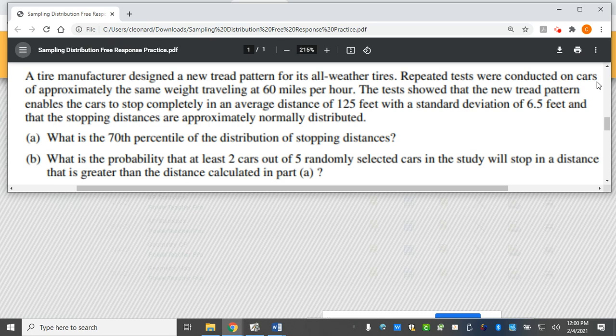So what is the probability that at least 2 cars out of 5 randomly selected cars in the study will stop in a distance that is greater than the distance calculated in part A? So like you should always do, just start writing down things that you know.